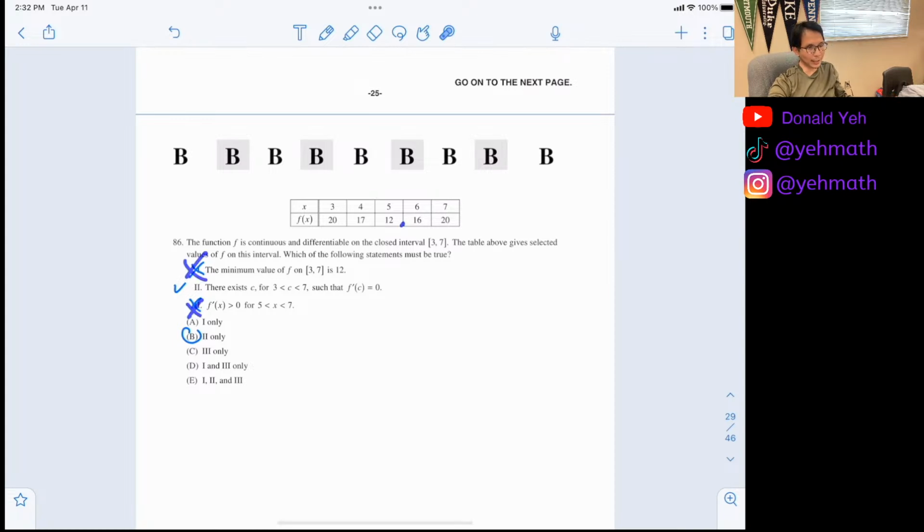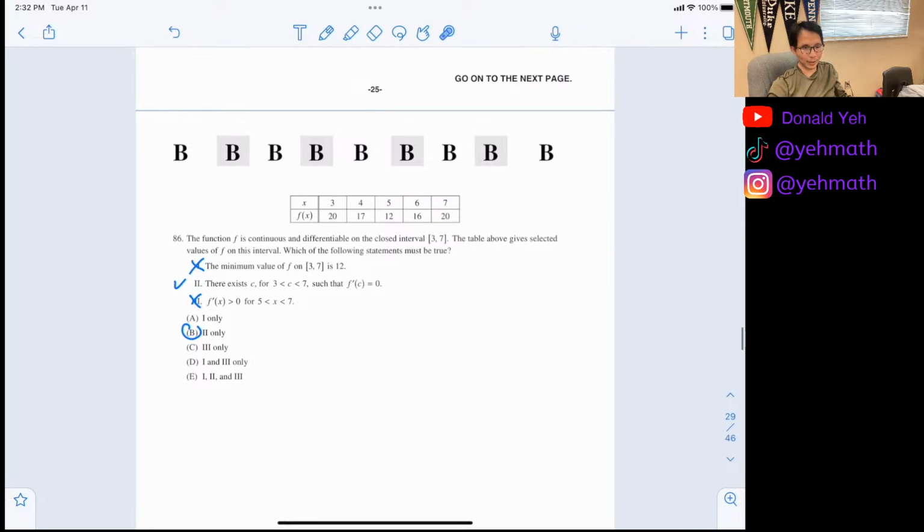F prime of x greater than 0, that's for sure false. Even though it's 5 to 7 look like it's increasing, but what happened between 5 to 6? I could go down and come back up. So 2 is only 1, otherwise it doesn't make sense. Because they did say it's differentiable, therefore f prime of c has to equal to 0, because it go down and come back up.